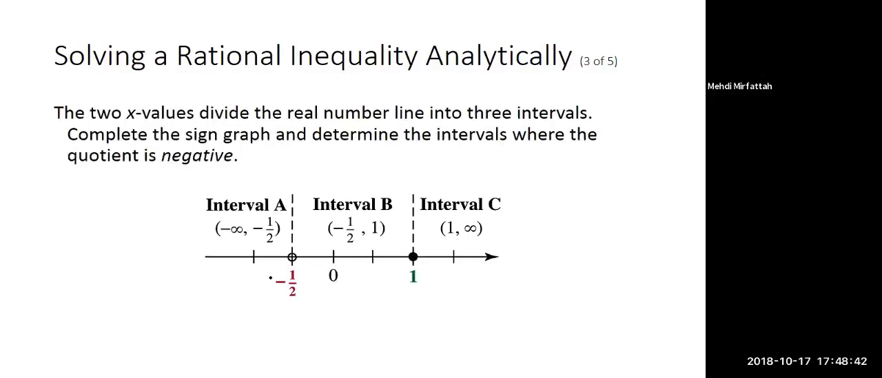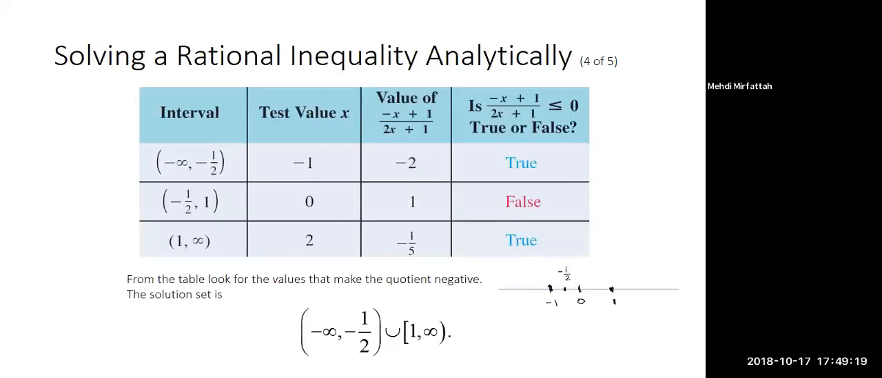Now, when we get two solutions, the two solutions minus 1/2 and 1 would create three regions. If I put it on the number line, this is minus 1/2. This is 1. You create three regions: all the numbers from negative infinity to minus 1/2, then one region would be all the numbers from minus 1/2 to 1, and the next one would be all the numbers from 1 all the way to positive infinity. What we need to do is pick a test point, one point, within each of those regions.